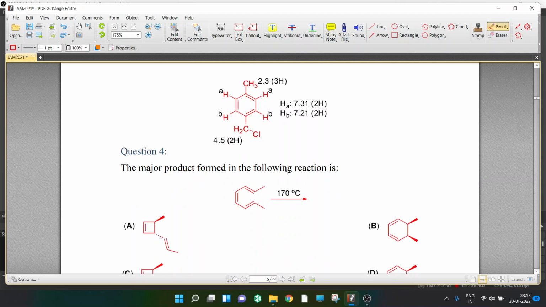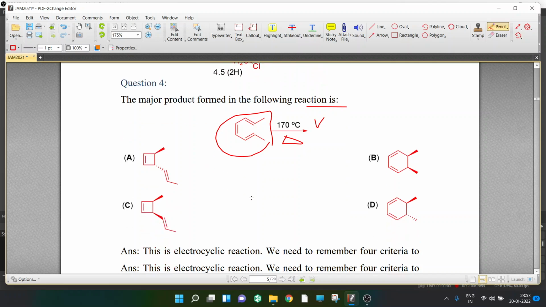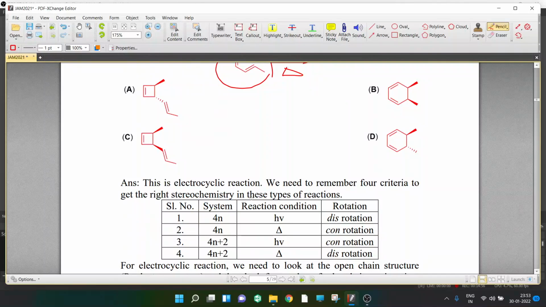The major product formed in the following reaction. So you are having a triene system. 3 alkenes are there together and you are applying temperature. So it is under thermal conditions. So mostly it is a pericyclic reaction. So in pericyclic reactions it looks like an electrocyclic rearrangement. Okay. So in an electrocyclic reaction we have to understand the reaction conditions.